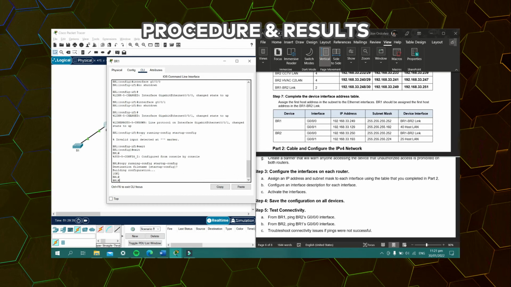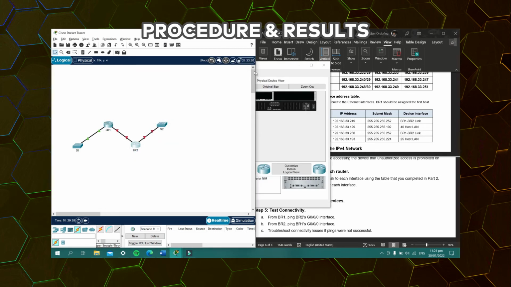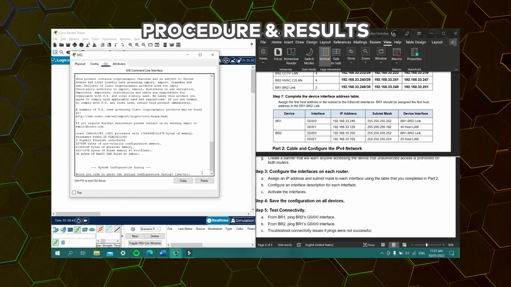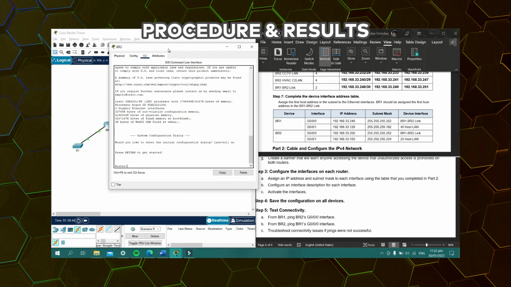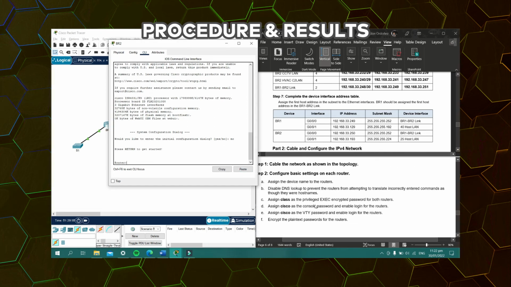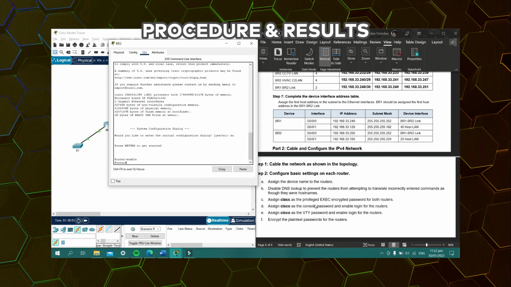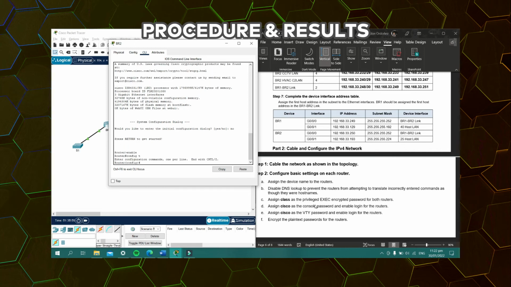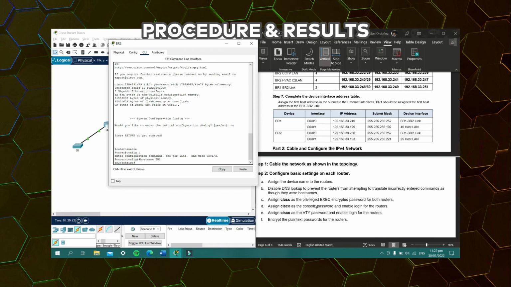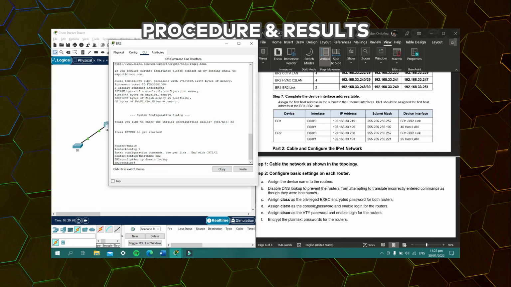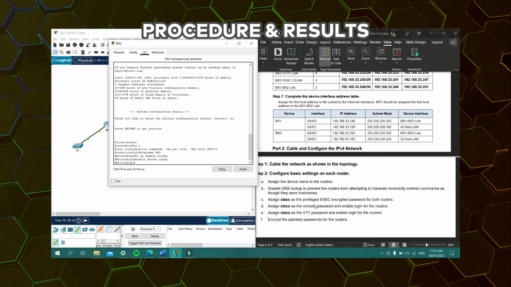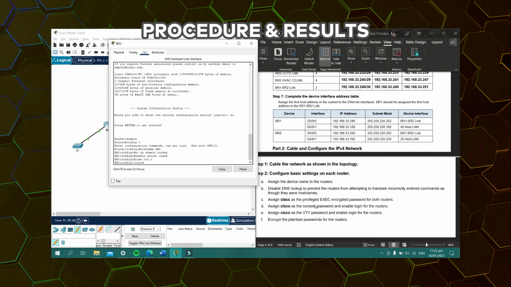Okay, so now that we are done with our first router, let us move on to our second router. So we will just repeat the steps I have shown earlier. Okay, so again, enable, config. Right, so hostname is BR2. Next, no ip domain-lookup. Next, enable secret class. Next, line con 0.